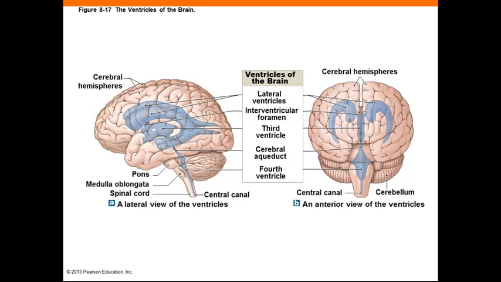This figure is showing the ventricles of the brain, and these ventricles are spaces that are filled with cerebral spinal fluid, and they're lined with the ependymal cells. The two lateral ventricles within each cerebral hemisphere drain through the interventricular foramen into the third ventricle, and then into the diencephalon, which drains through the cerebral aqueduct into the fourth ventricle, which then drains into the central canal of the spinal cord.